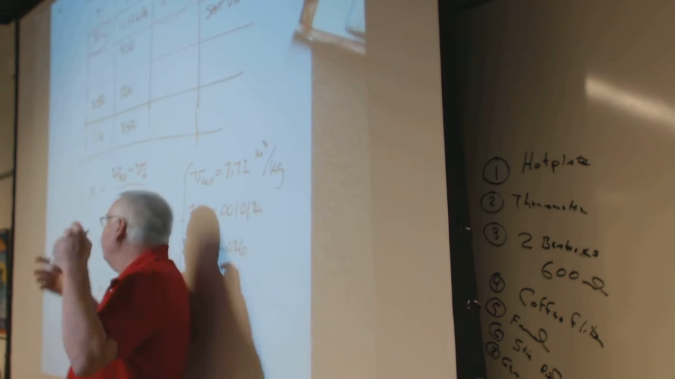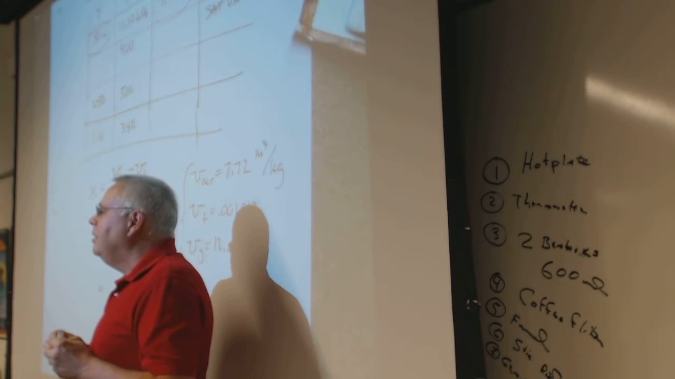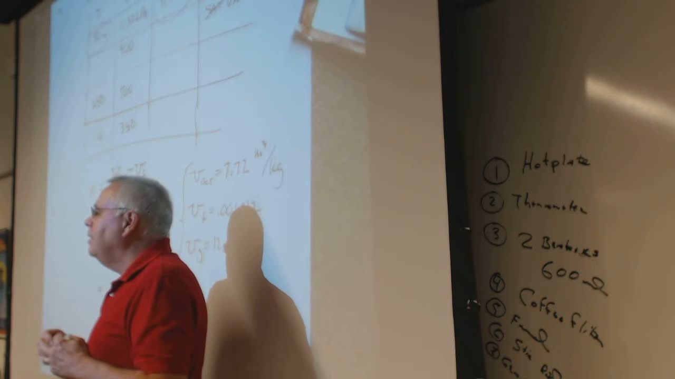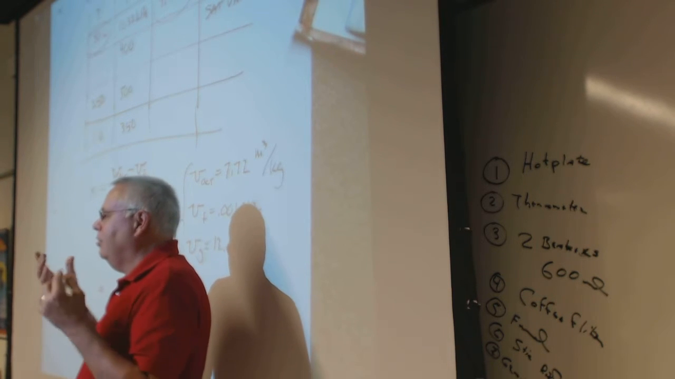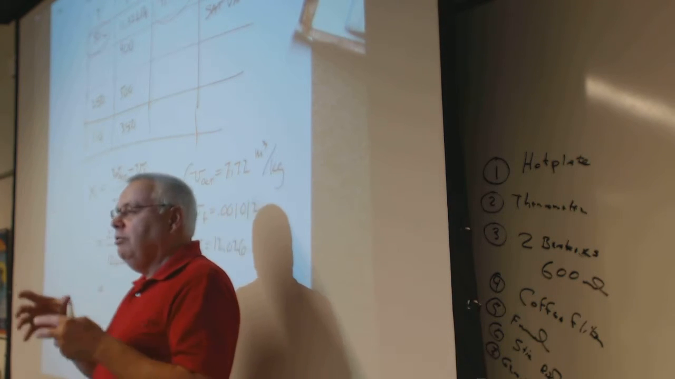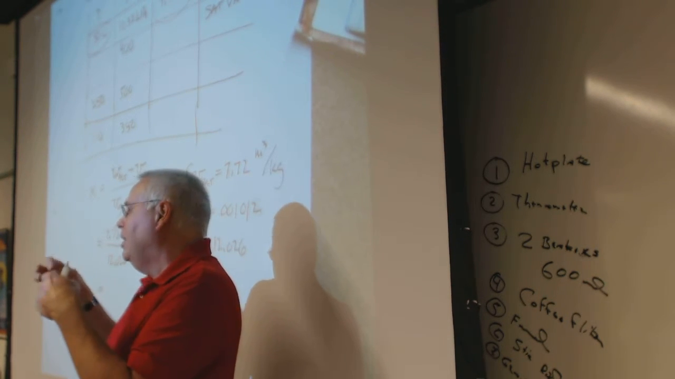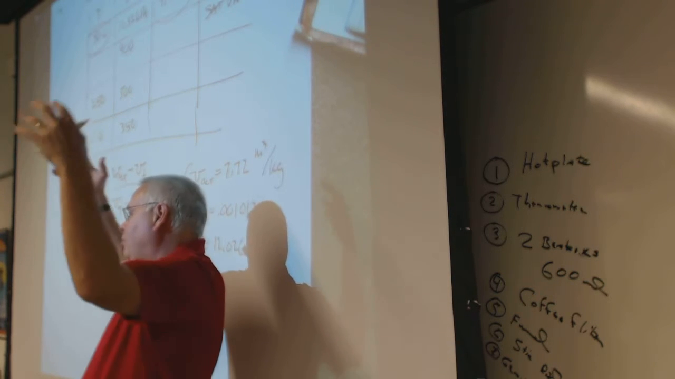So we're using one to find this, and then we use this to find the other. The reason is that all of them are specific values, and that's the whole thing about the specific; it makes life easier. When you're all done and you want to know the total, you multiply the final value by mass, and now you get total volume, total energy.